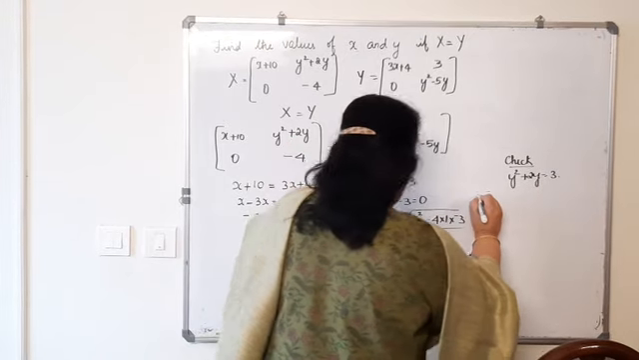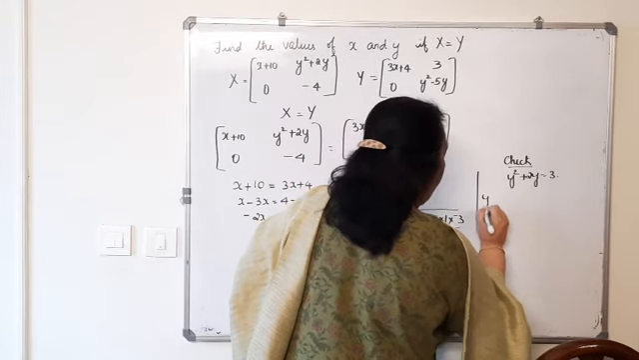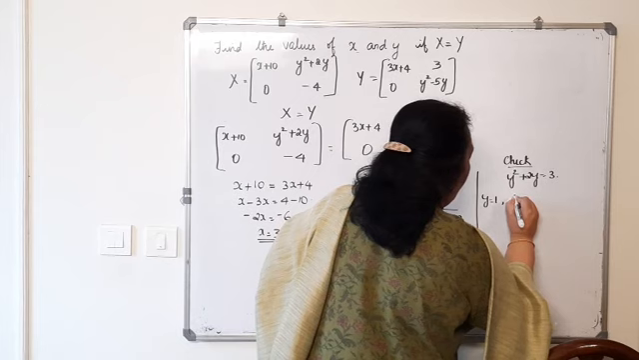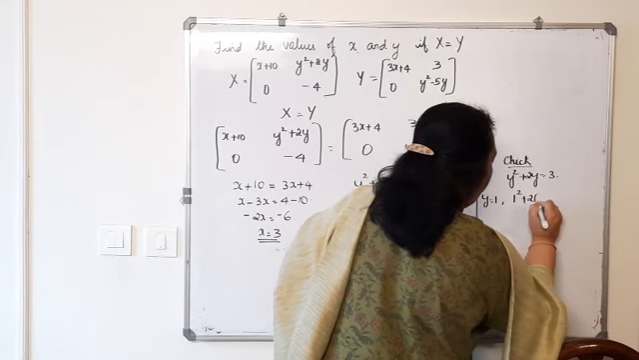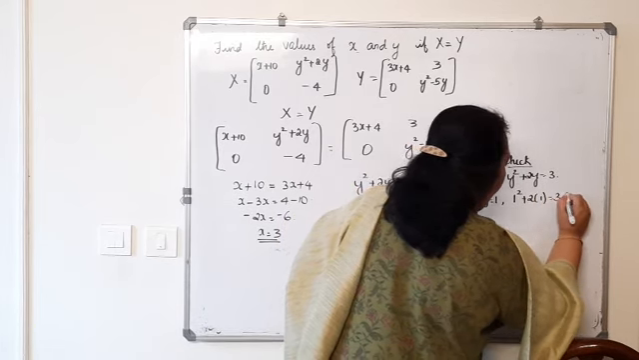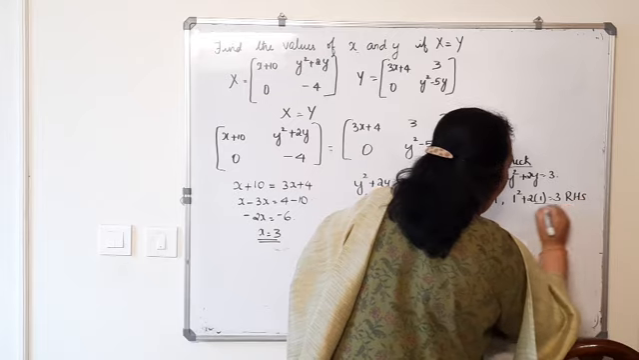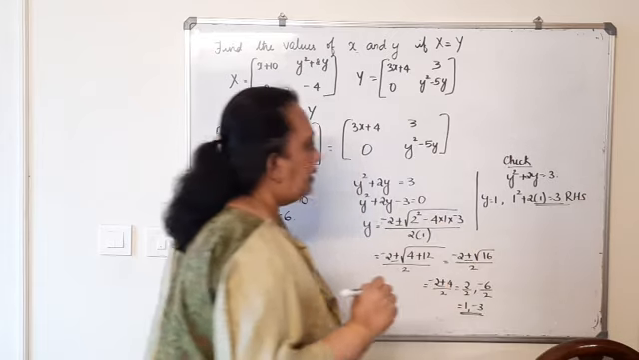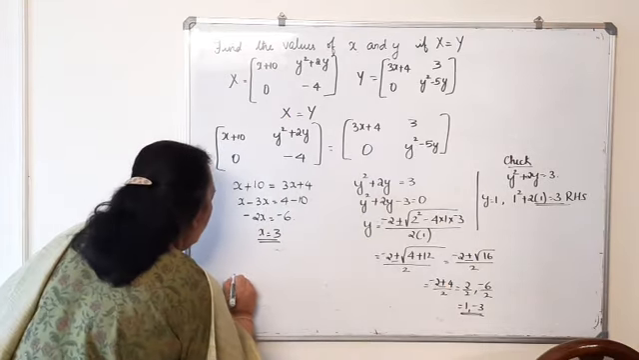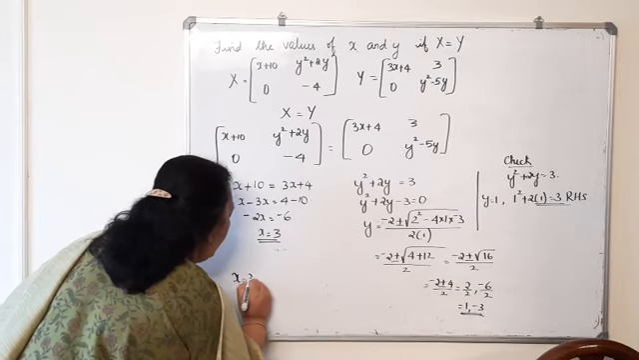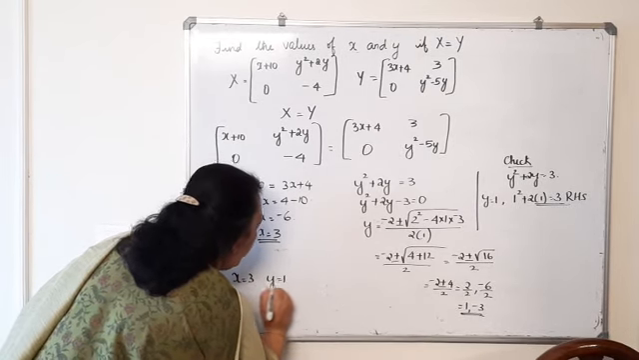Y squared plus 2y is equal to 3. So, when y is equal to 1, 1 squared plus 2 into 1 is equal to 3. That is the RHS. Okay. So, y is equal to 1. So, here you have x is equal to 3, y is equal to 1.